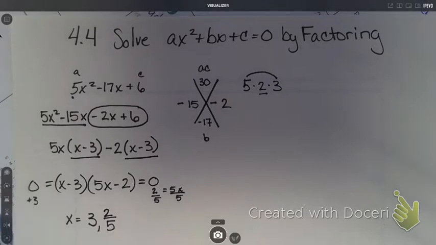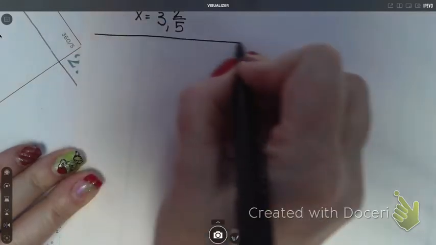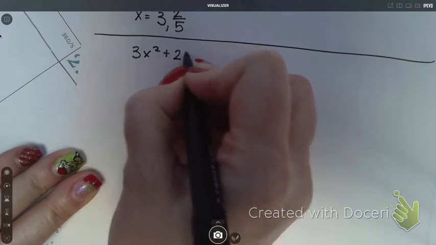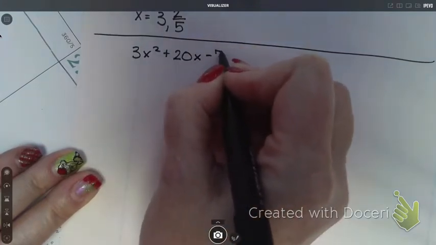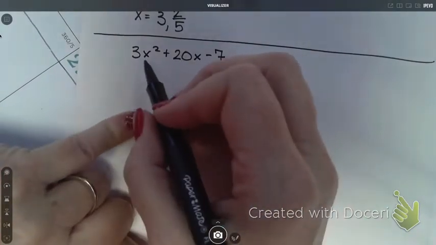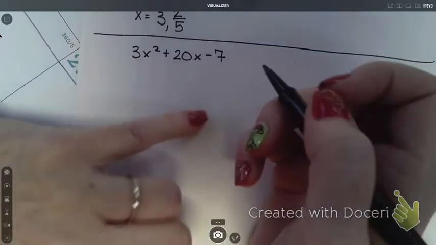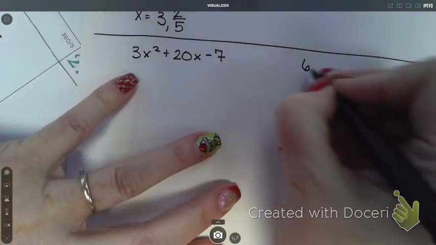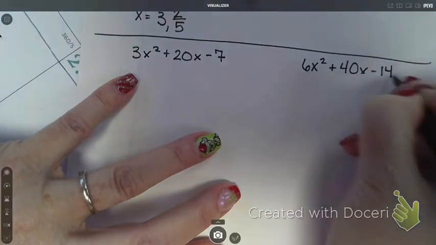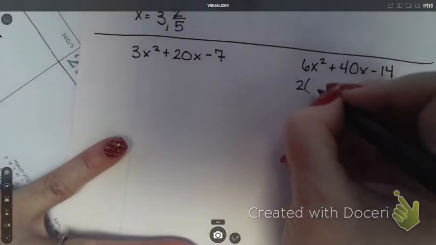Ready? Okay, 3x squared plus 20x minus 7. First of all, I should look and see if they have anything in common, shouldn't I? Does 3, 20, and 7 have anything in common? No. So if I had 6x squared plus 40x minus 14, do they all have something in common? A 2. So I would factor out the 2.